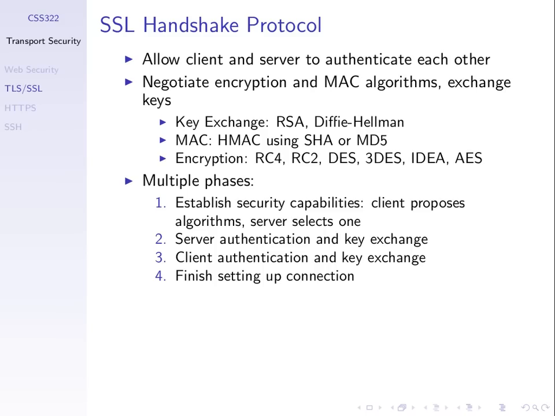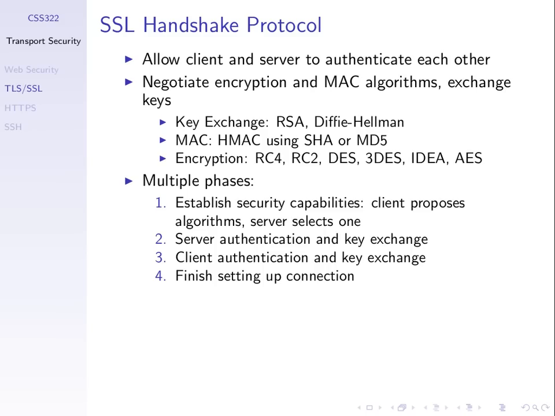So how does the handshake protocol work? There are 4 main phases. The client and server advertise what capabilities they have, what algorithms they support. So we'll see the client says, I support or I propose these algorithms. The server selects one of them and they use that one. That's the start. Then we need to authenticate the server. Make sure that we're communicating with the correct server and also exchange keys with the server.